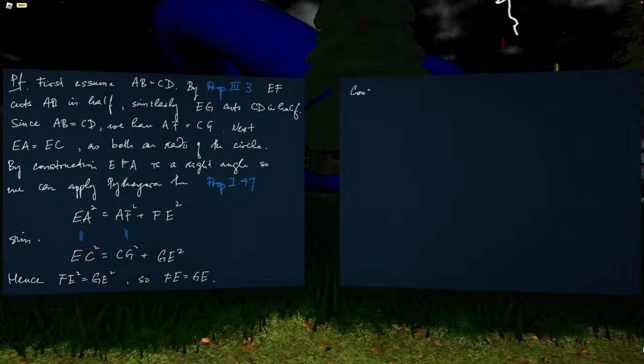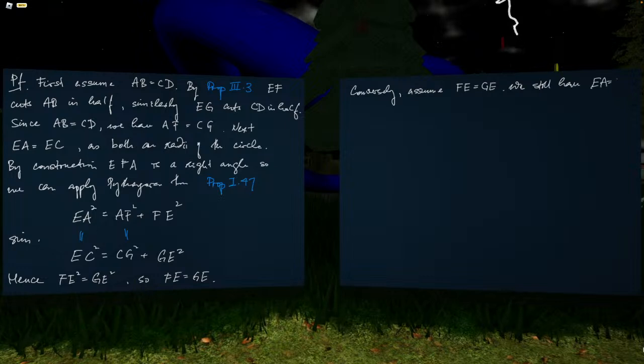So conversely, assume, oh, my handwriting's gone off the rails. Assume the conclusion from the previous, right, GE, right? So the lines are equidistant from the center, right? So we still have EA is equal to EC because these are just radii, right? I'm just going to put radii.